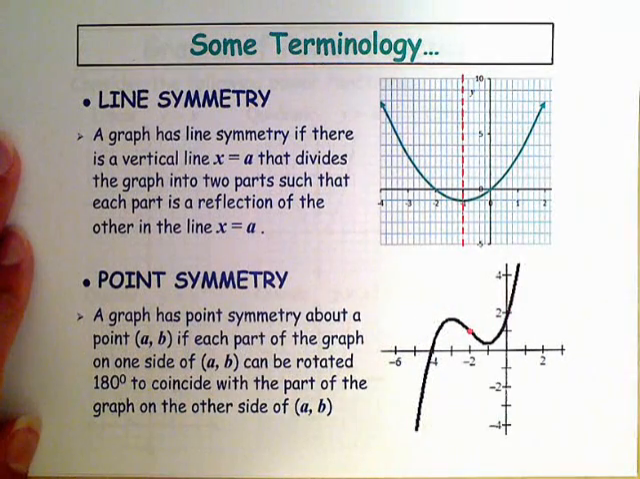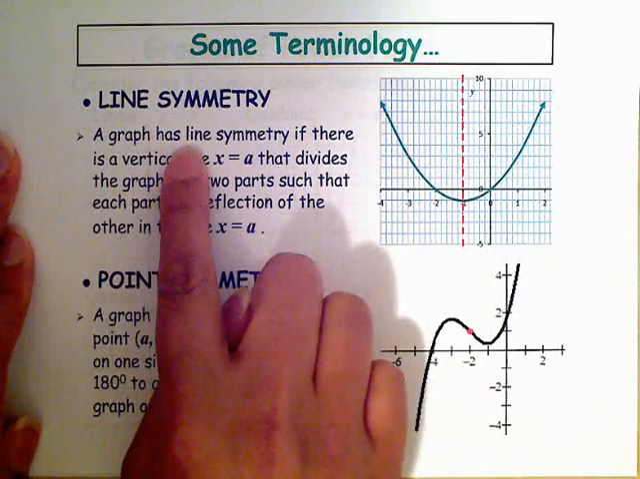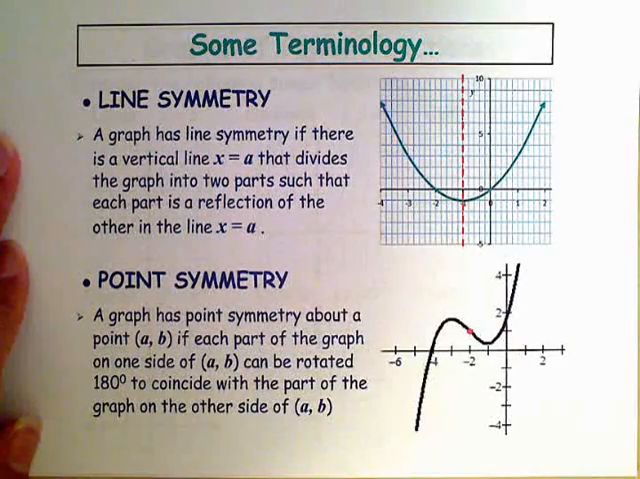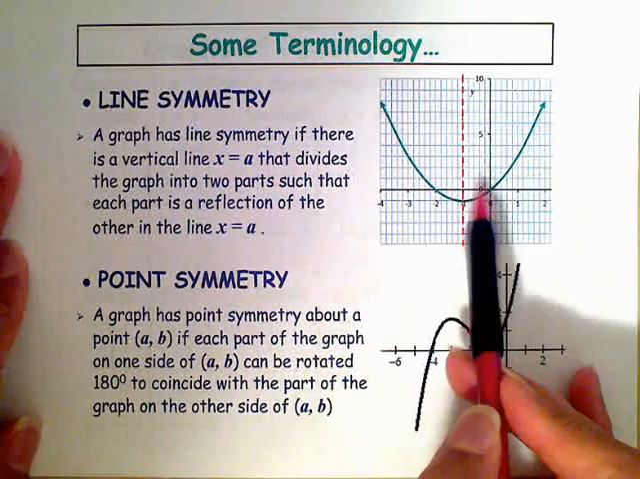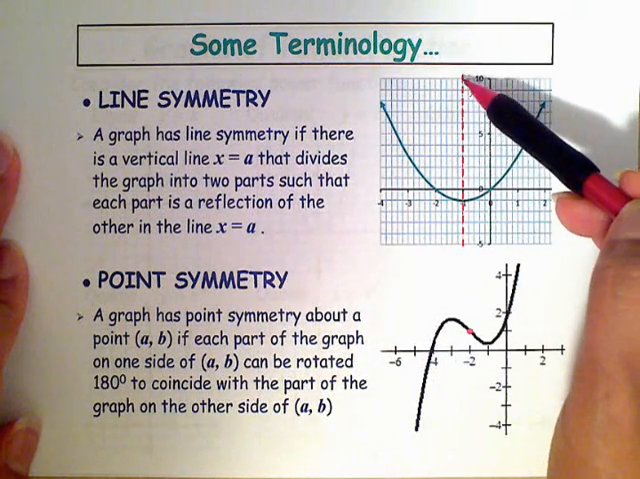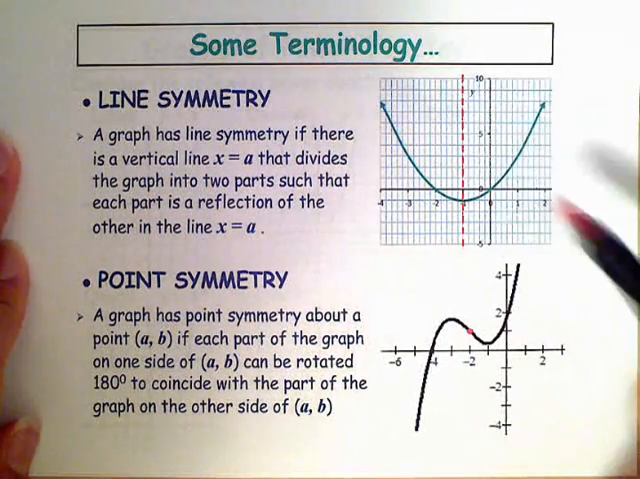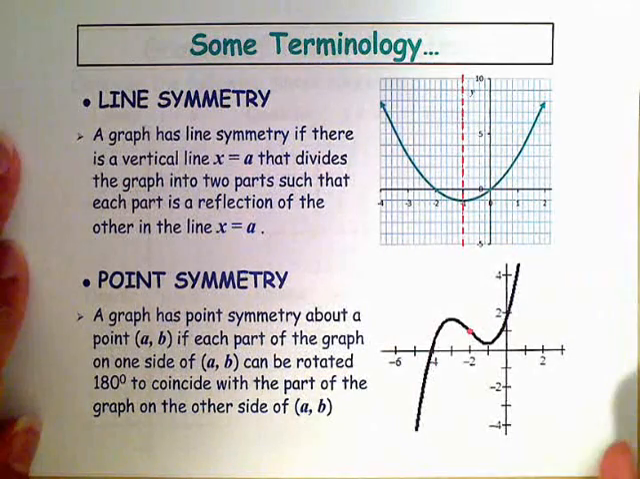Okay, line symmetry. A graph has line symmetry if there is a vertical line, x equals a, that divides the graph into two parts such that each part is a reflection of the other in the line x equals a. So what that means is if a graph has line symmetry, there should be a vertical line that splits the graph exactly in half, and the left side and the right side of the graph should be exactly the same.